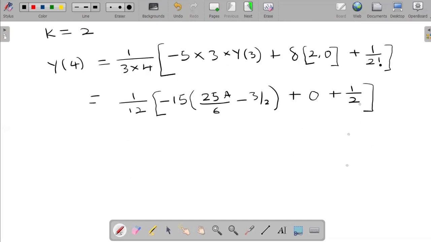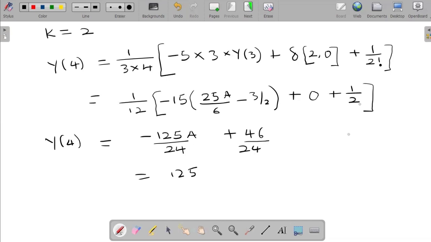So if we simplify this expression, this will yield y of 4 becomes negative 125a over 24 plus 46 over 24, which simplifies as negative 125a over 24 plus 23 over 12.